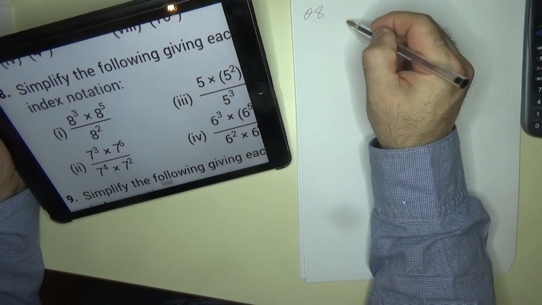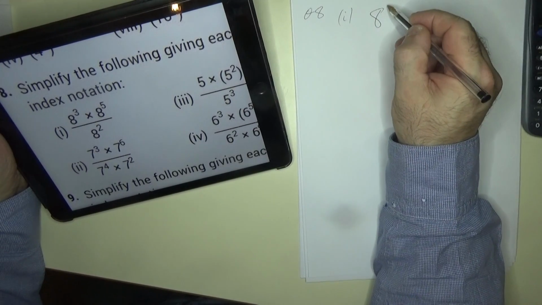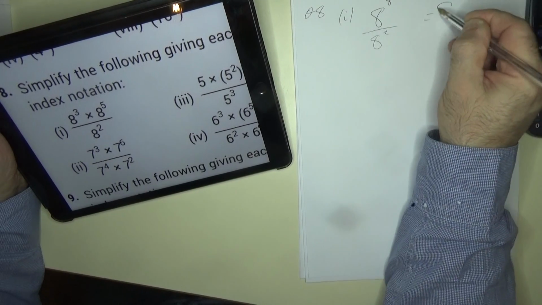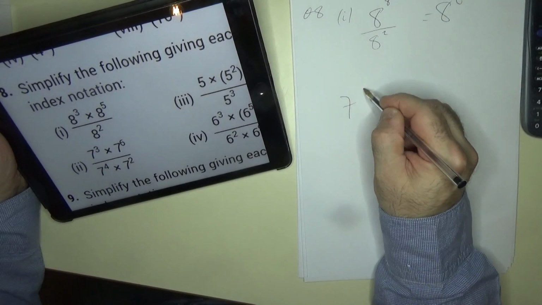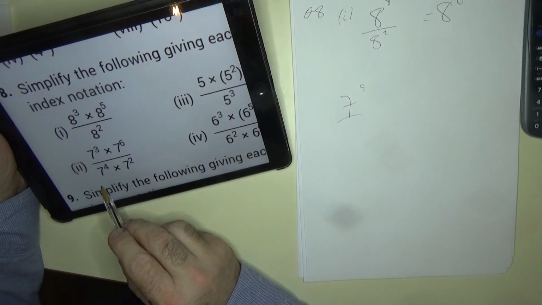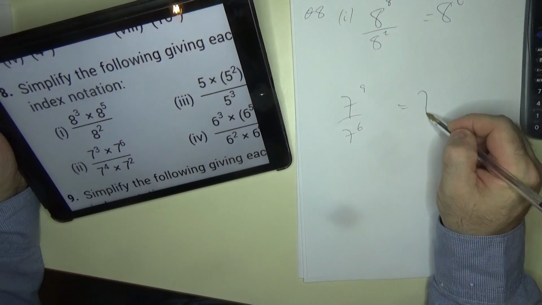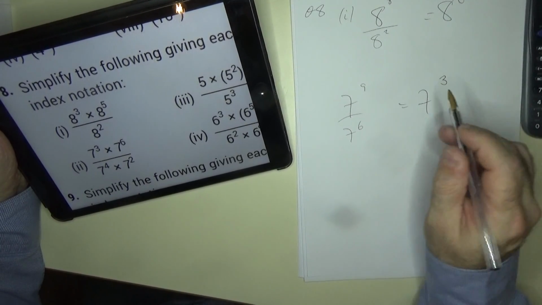Question 8, part 1. So I actually should have just added 3 and 5 is 8 at the top, giving me 8 to the 6. Okay, I should add the 3 and the 6 to 9, add the 4 and the 2 to 6, and now subtract, and we get 7 cubed. 9 take 6 is 3.